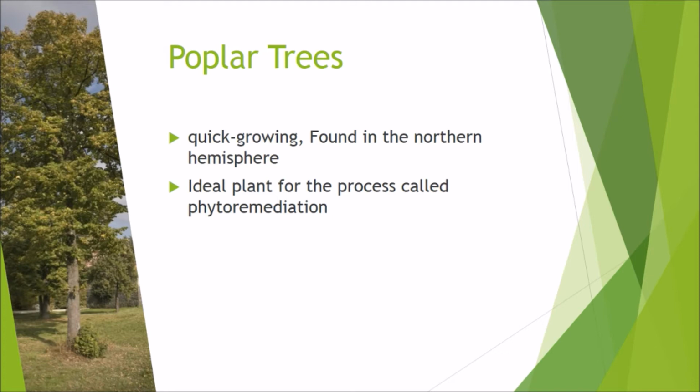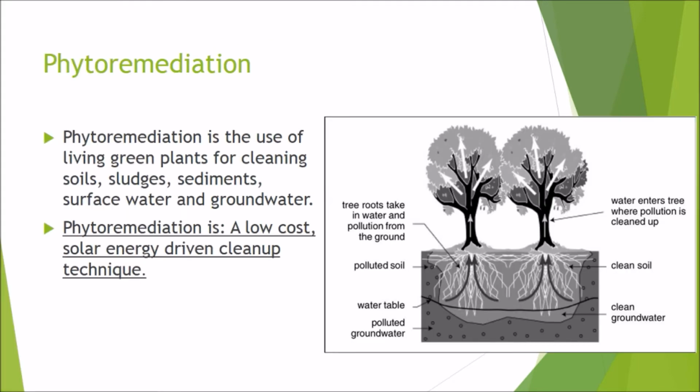For example, poplar trees. This kind of tree is common throughout the northern hemisphere. It grows fast, strong, and absorbs more pollutant than other normal trees, making it the perfect tree for phytoremediation. Phytoremediation is the use of plants to clean soils, sediment, surface water, and groundwater from pollution.